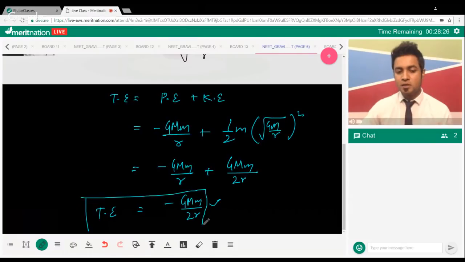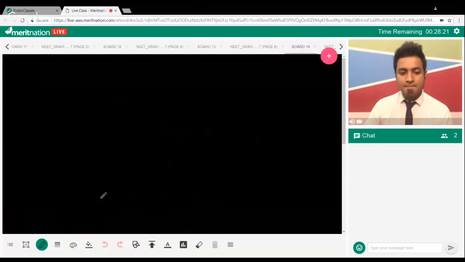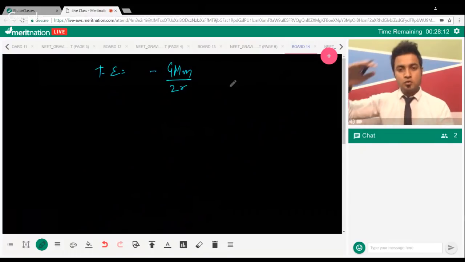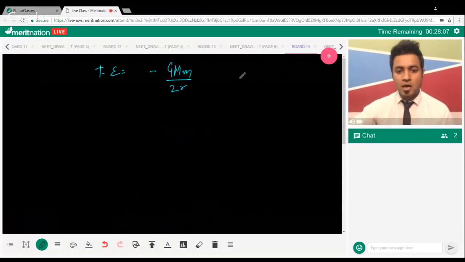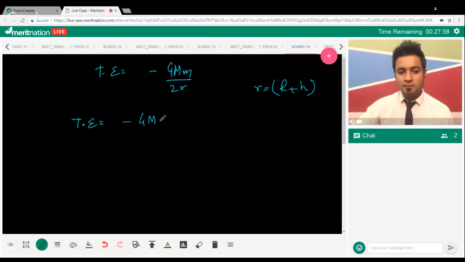So this is the total energy, guys. We just need to represent it in the form of g naught and all that, right? So how are we going to do it? Okay, so the total energy is coming out to be minus GMm upon 2r, right? And r is the total distance, that is the radius of the earth plus the height. Okay, so r is nothing but this. So what I can do here is minus GMm upon 2, and I am going to write it in this way.